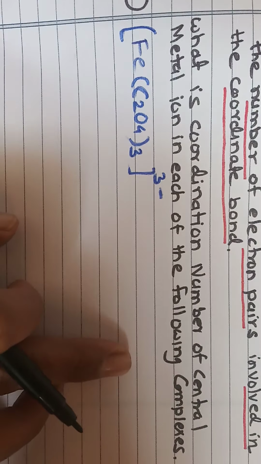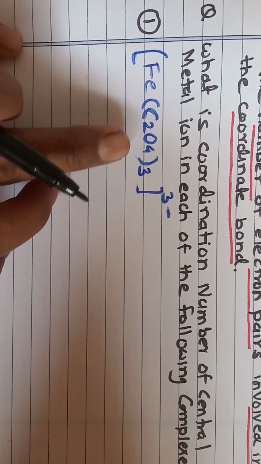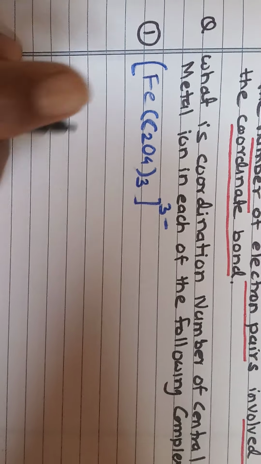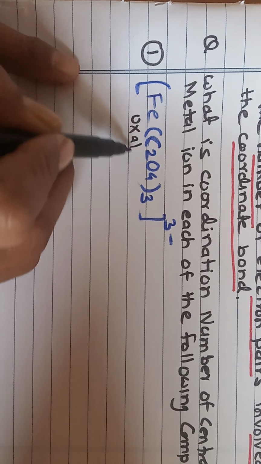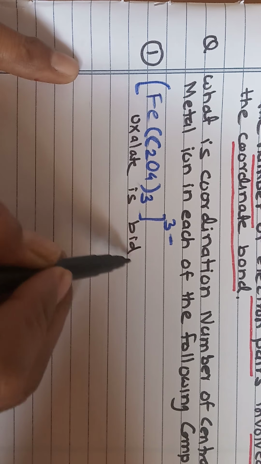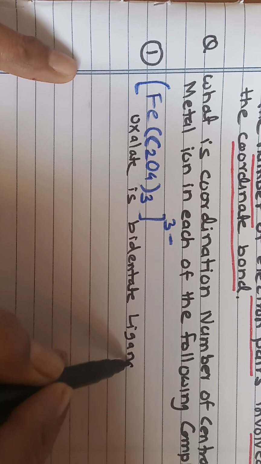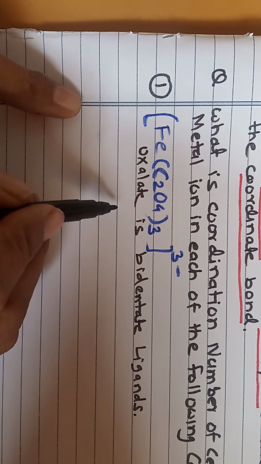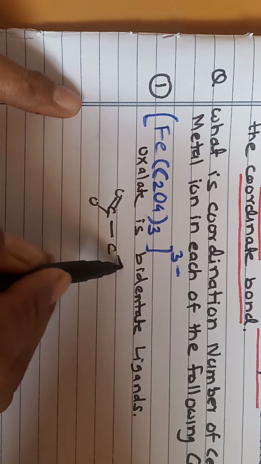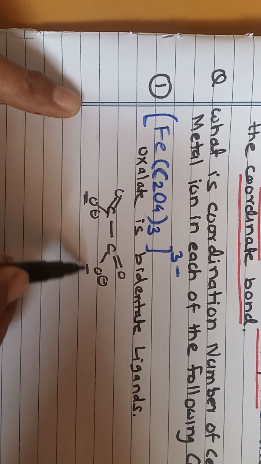Now let us discuss the first example here. Fe with oxalate, there are 3 molecules of the oxalate ion. Here the oxalate is a bidentate ligand. If you consider the structure of the oxalate this way, oxalate has 2 oxygen donors in 1 molecule. So these 2 are the oxygen donor atoms.